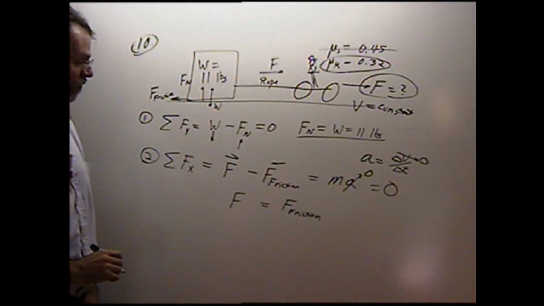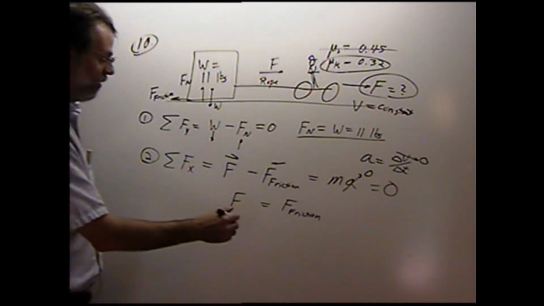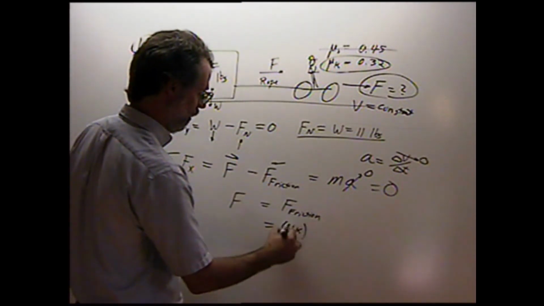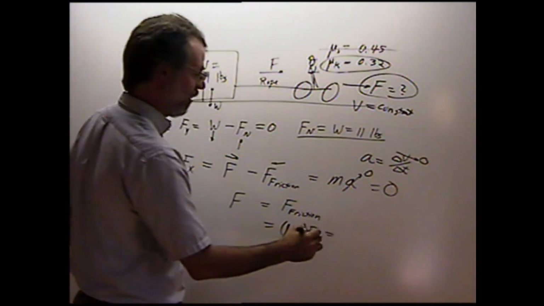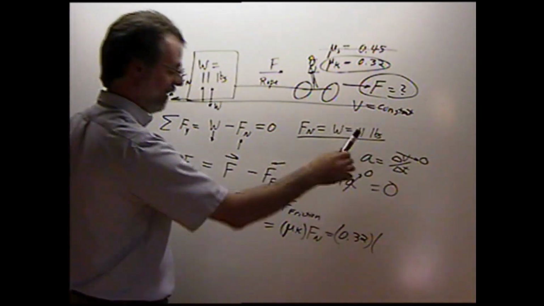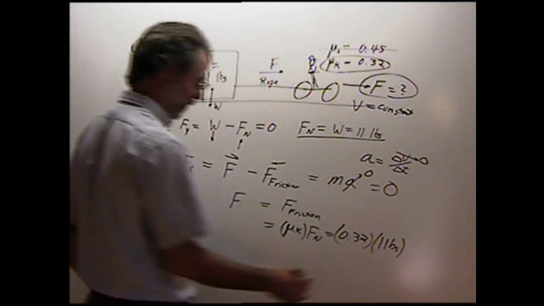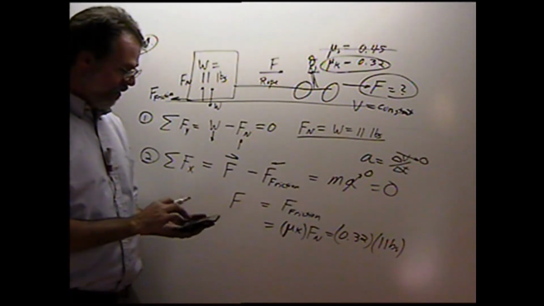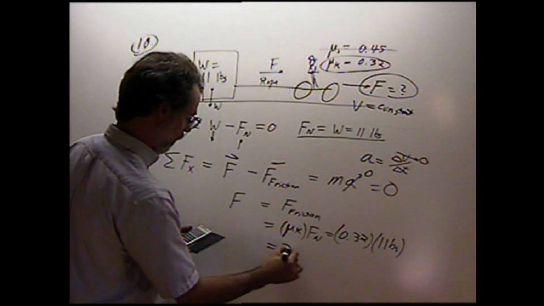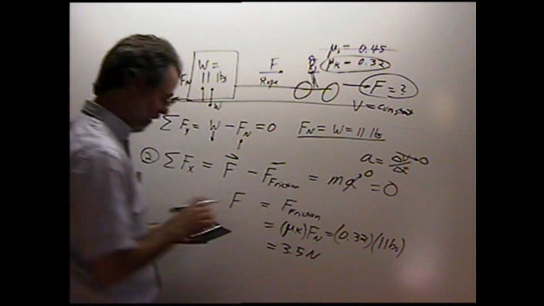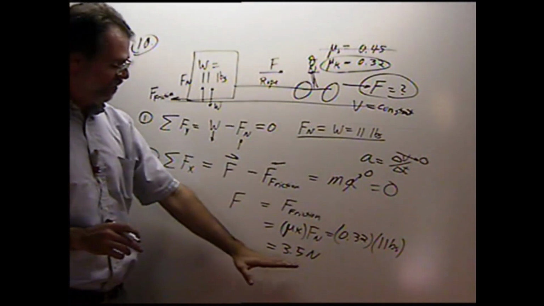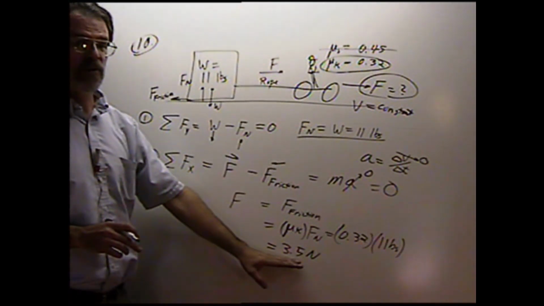Okay? That's the force that he must pull with. So the friction force is the kinetic coefficient of friction times the normal force, which will be 0.32 times 11 pounds. So 0.32 times 11, and we get 3.5 newtons. So in order to maintain his constant velocity, he must keep a constant force on the box of 3.5 newtons to the right.